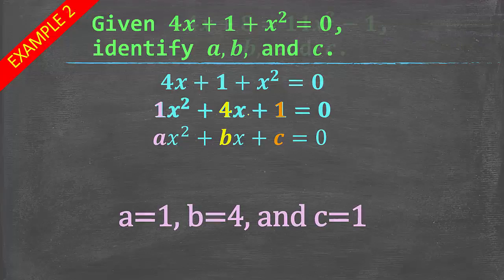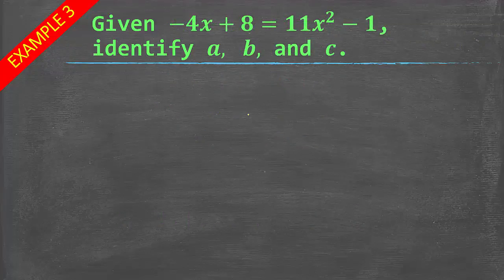Simple. Okay? We're going to do it again. Identify A, B, and C. And again, remember, standard form is ax squared plus bx plus c equals 0.